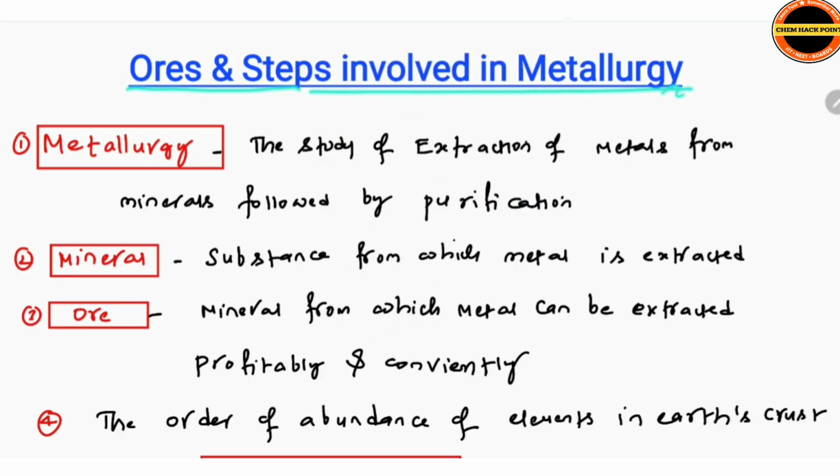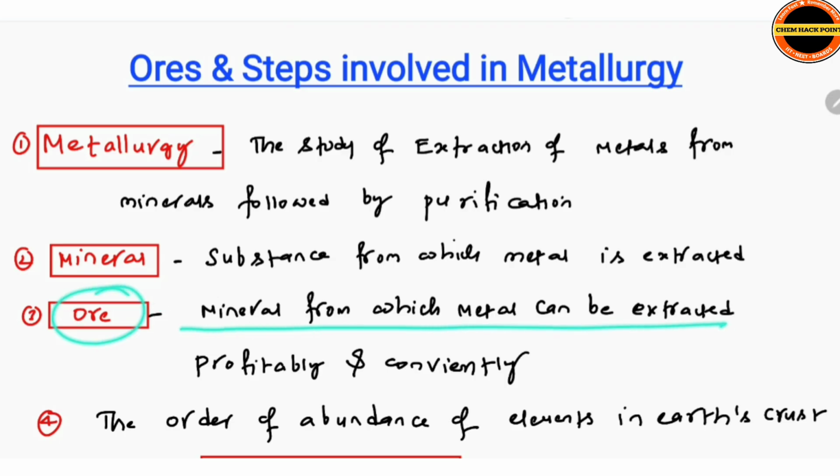Ores and steps involved in metallurgy. Metallurgy is the study of extraction of metals from minerals, followed by purification. A mineral is a substance from which metal is extracted. An ore is a mineral from which metal can be extracted profitably and conveniently.